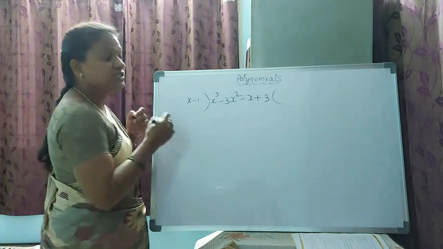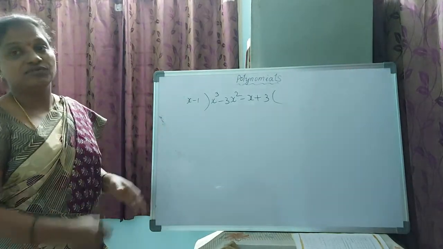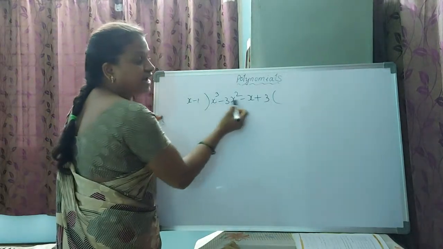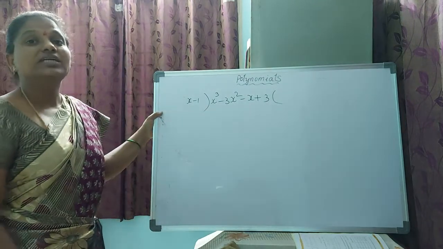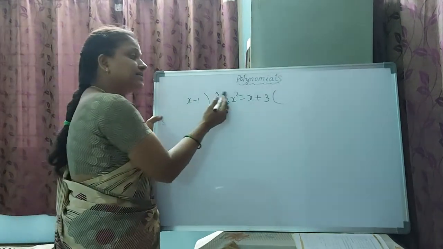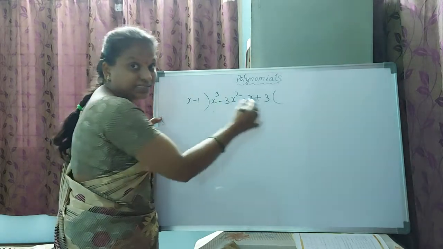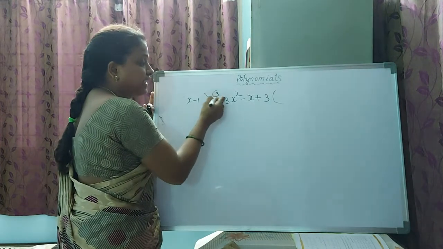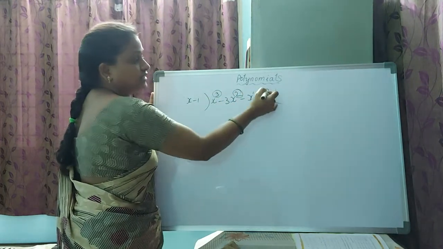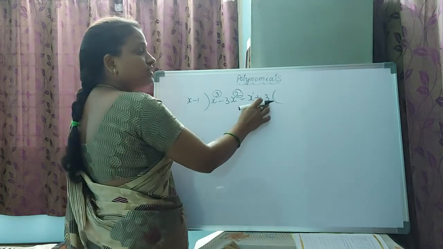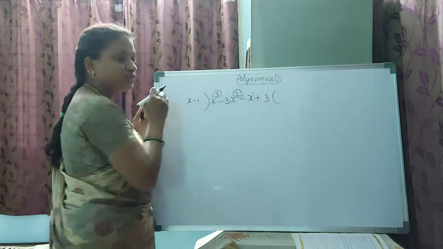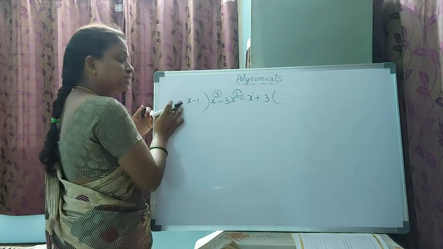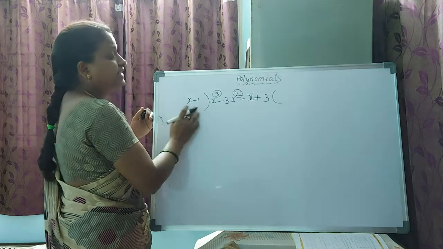you have to first, while doing any division in polynomials, write this polynomial in the standard form. What is a standard form? Standard form is nothing but writing the degrees in decreasing order. First the biggest one you have to write. That means the degree of this term is 3, then 2, then 1, then 0. Degree of constant term is always 0. So you have to first write that in decreasing order. Not only this one, this divisor also you have to write in decreasing order.